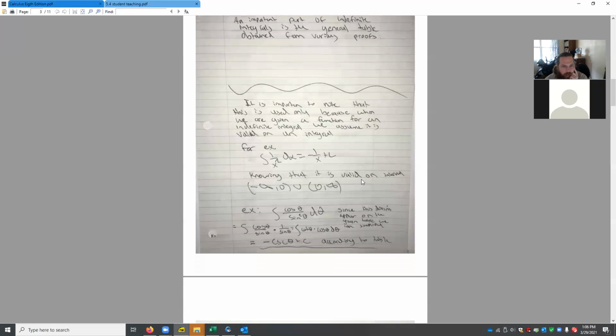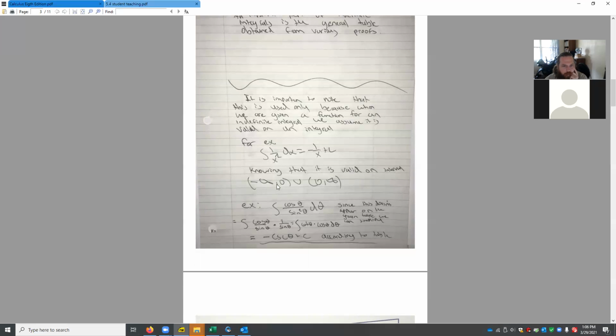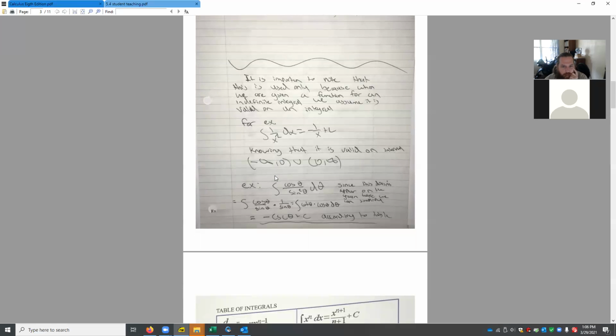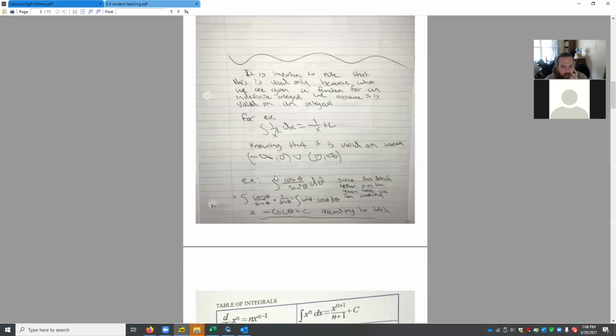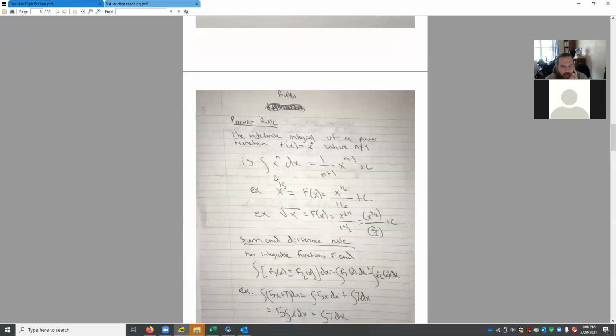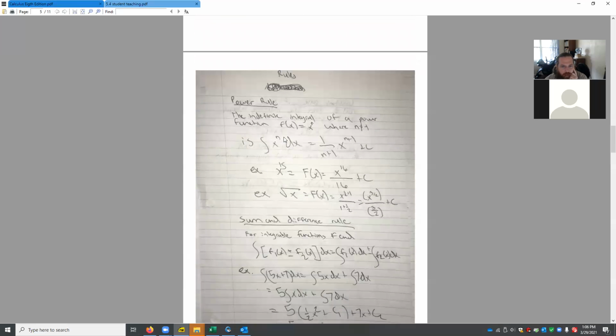For example, this guy is this, knowing that it's valid on the interval. Good. Okay. So we want to be mindful of domains. Here we can write this as cosecant cotangent, and then according to our table. Good. We've got the power rule. Nice. So we want to take all those rules that we showed for antiderivatives and re-express them in terms of the integral notation.